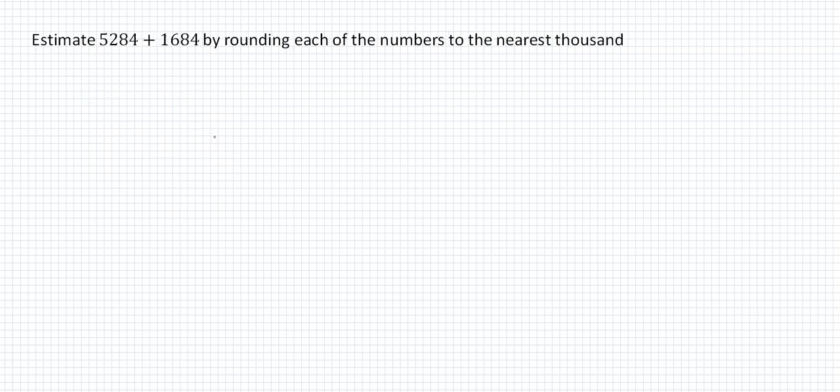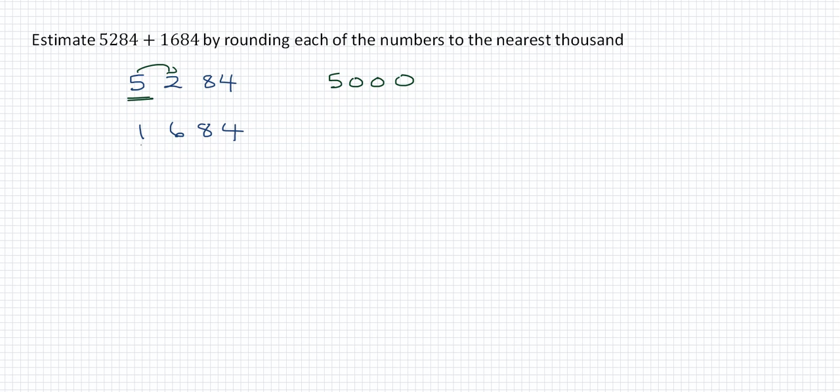Next example, estimate 5,284 plus 1,684 by rounding each of the numbers to the nearest thousand. So 5,284 and then 1,684. We want to round to the nearest thousand, which is this position right here. Therefore, we look at the number to the right of that position, and we can see here that 2 is less than 5, so we're going to round down to 5,000.